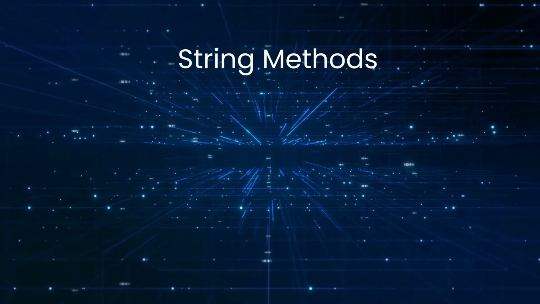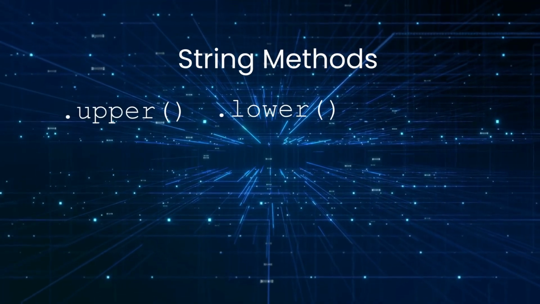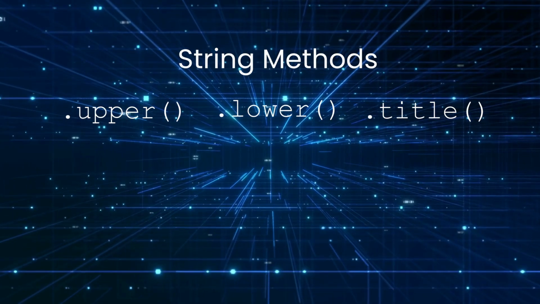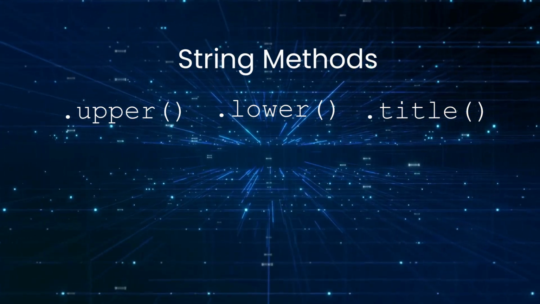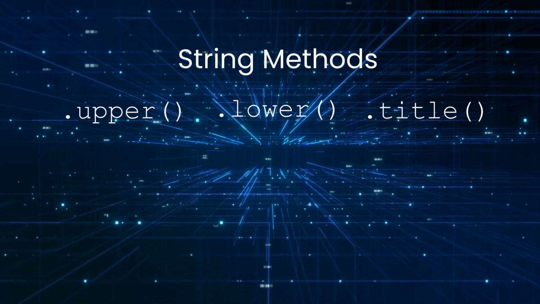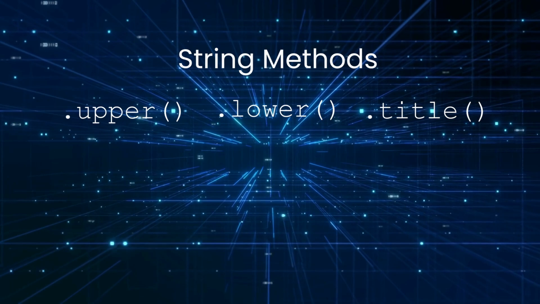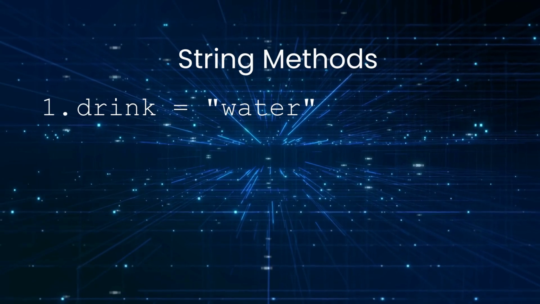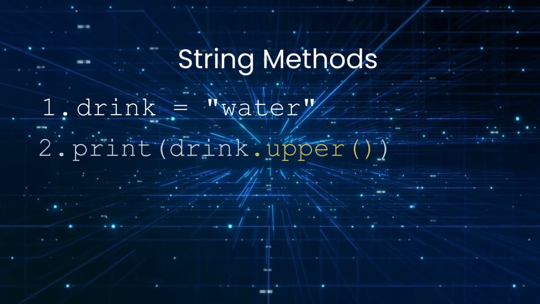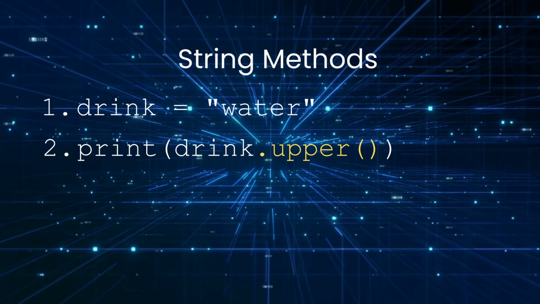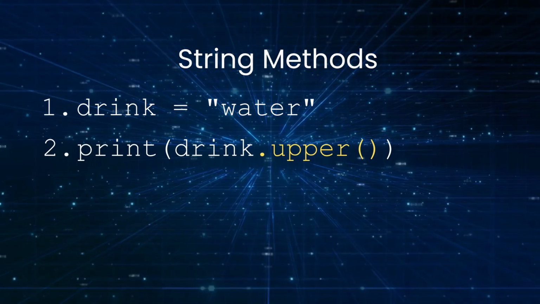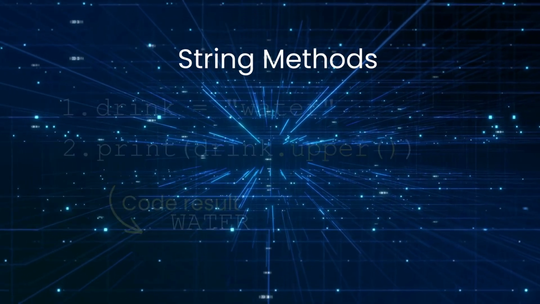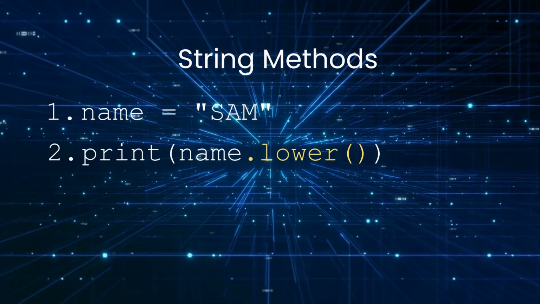Next, we have string methods, .upper, .lower, and .title. Python includes built-in commands called methods that allow us to manipulate strings. Their names reflect their function, making them easy to remember. For instance, if we have a variable called drink with the value water in lowercase letters, adding .upper to the variable converts the text to uppercase. The result is WATER in uppercase.